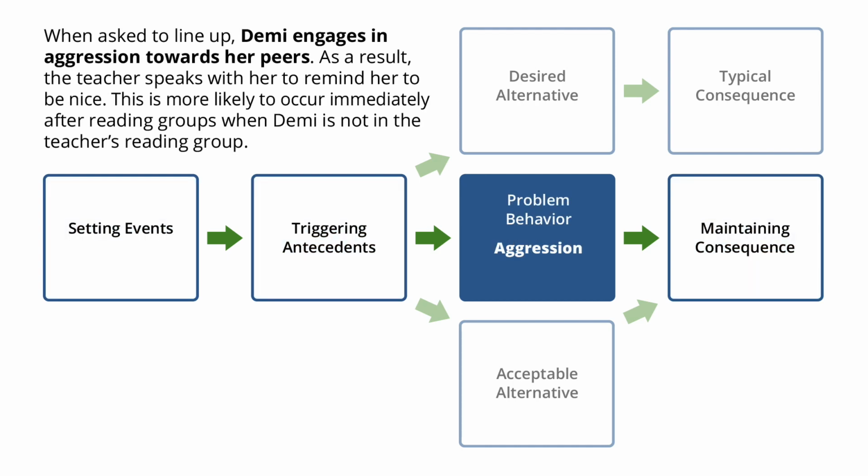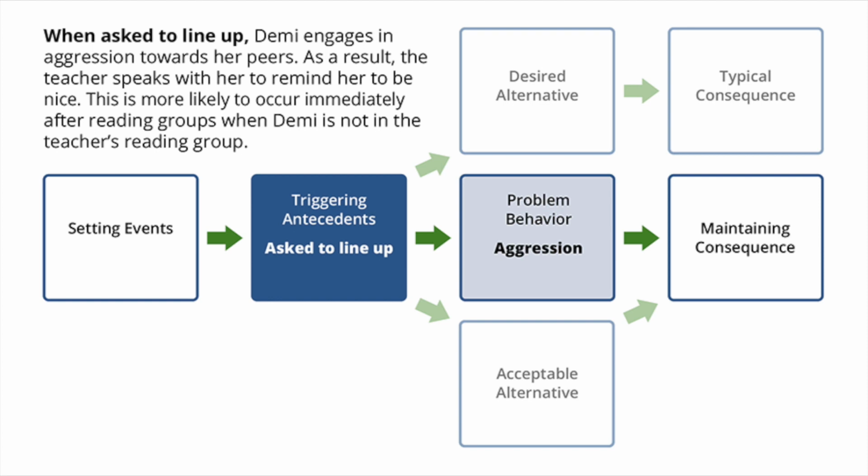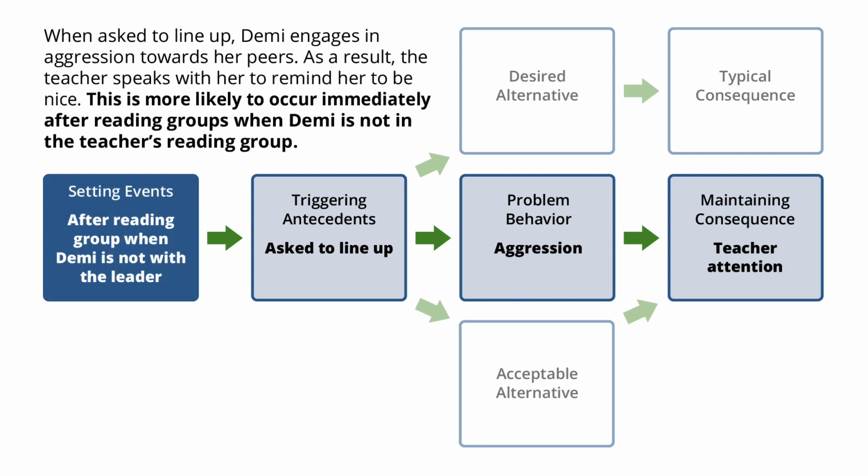This row includes Demi's problem behavior, aggression. It includes the antecedent, when she is asked to line up, the maintaining consequence of that behavior, getting the teacher's attention, and the setting event, not getting much attention from the teacher.